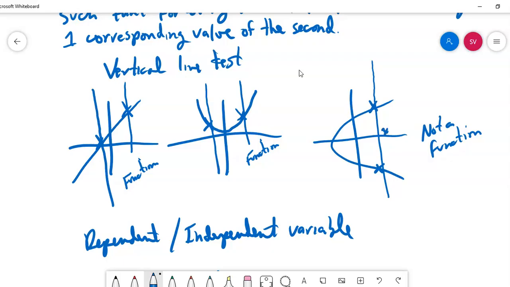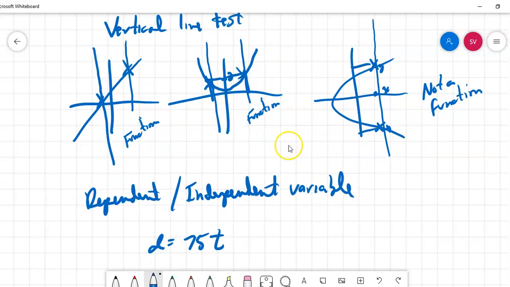So for one x, we can't have two different y values. However, for one y value, we could have two different x values. That is okay, having one y value corresponding to two x values, but it can't be the other way around. One x value can't correspond to two y values. And that is a visual representation of defining a function.